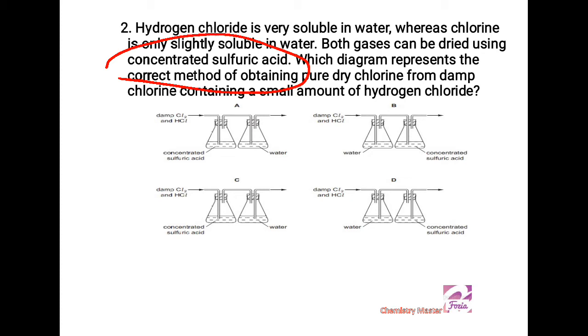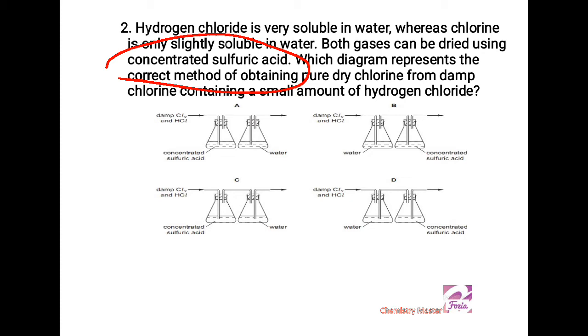Which diagram represents the correct method of obtaining pure dry chlorine from damp chlorine containing a small amount of hydrogen chloride? So we have a mixture of chlorine and hydrogen chloride gas. In all these four options, you can see conical flasks and delivery tubes. So you have to select the correct diagram which will be separating and drying the chlorine and HCl gases.